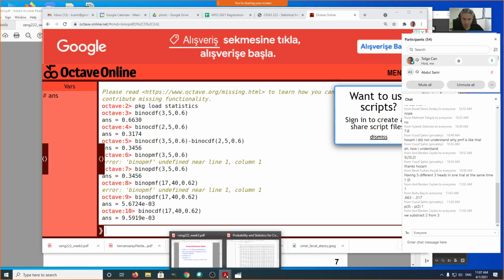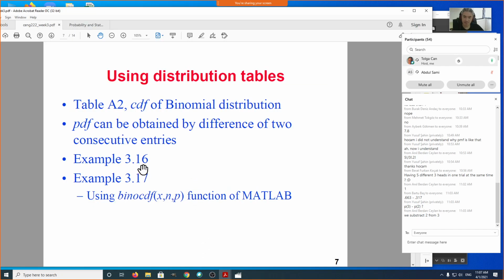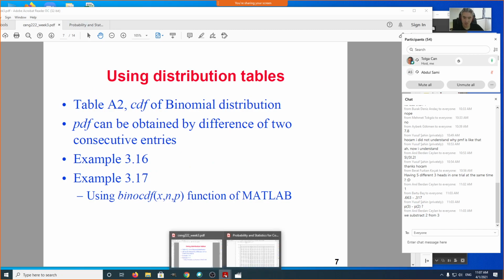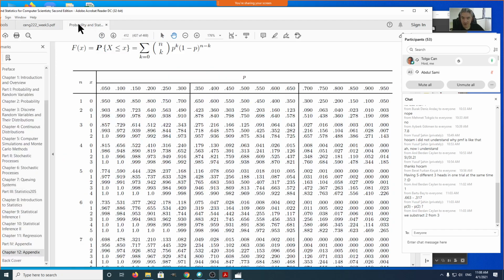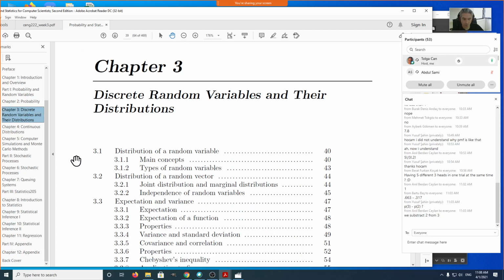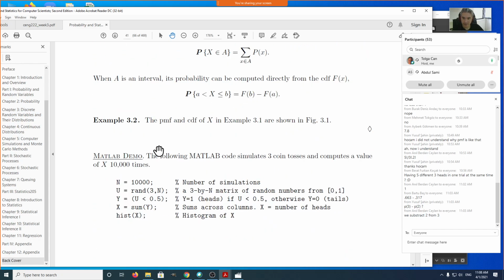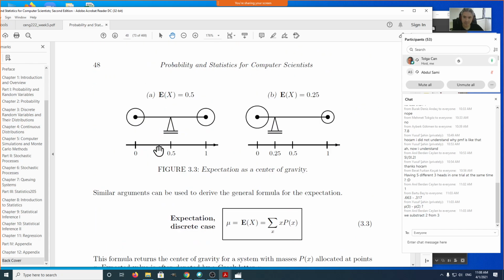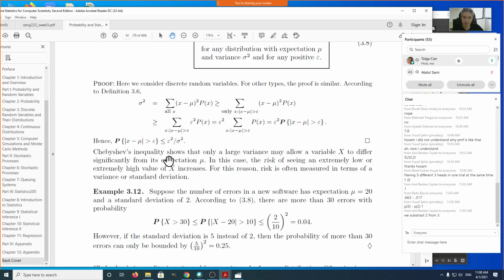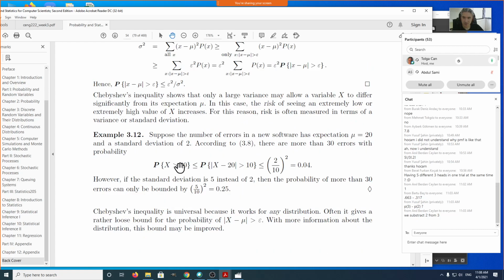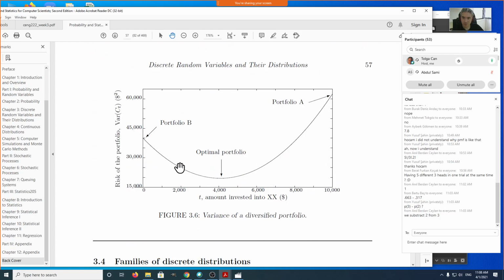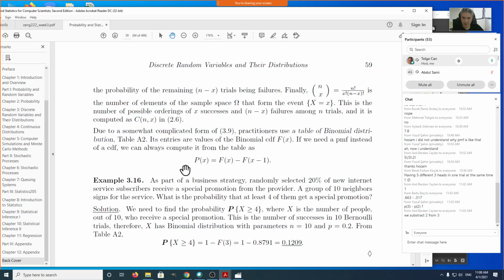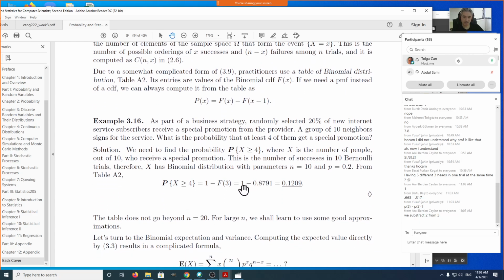All right, so if you look at example 3.16, after that I'm going to stop today, and we are going to continue on Tuesday with the different distributions. Let's go to chapter 3, example 3.16. We have now covered most of chapter 3 in the family of distributions. No, we're actually at 3.4 right here. If you look at 3.16, its solution is very simple, actually.